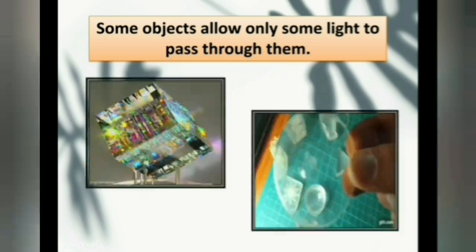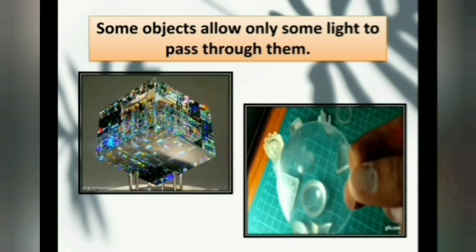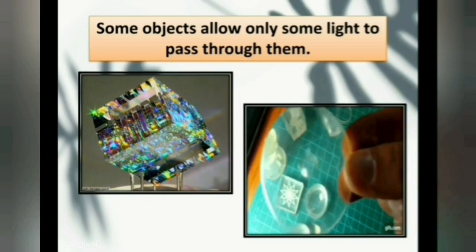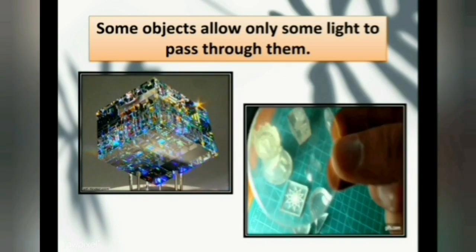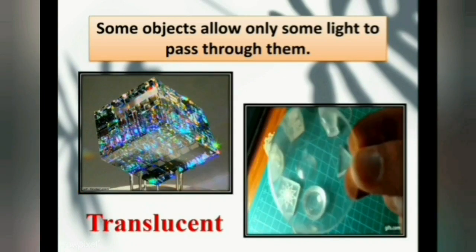Some objects allow only some light to pass through them. They can form shadows, but the shadows are not very dark. We cannot see through these objects properly. These objects are called translucent objects.